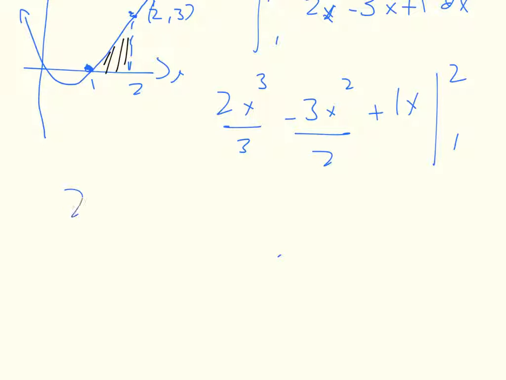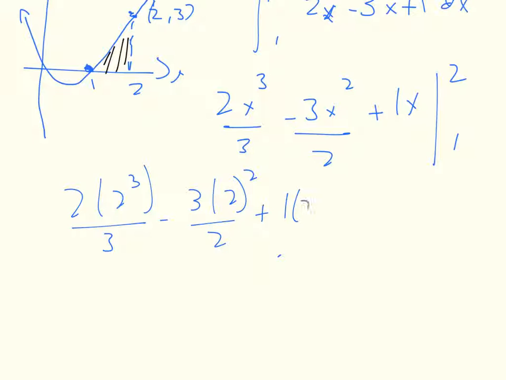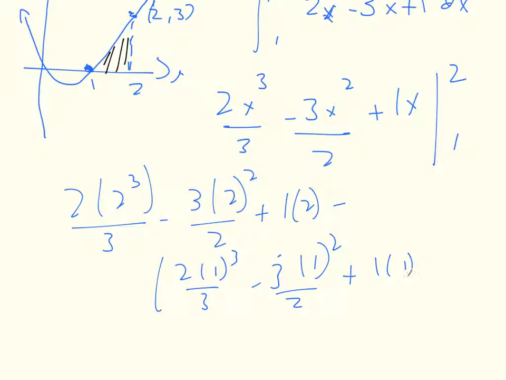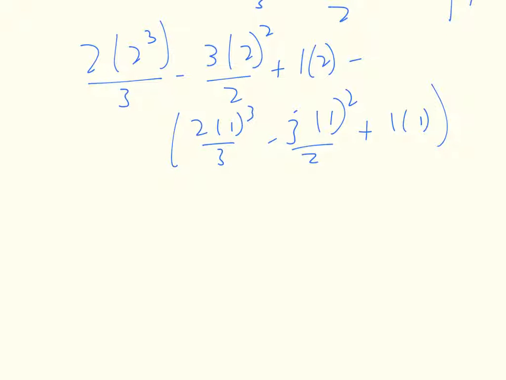So we have 2 times 2 to the third over 3 minus 3 times 2 squared over 2 plus 1 times 2. And we want to subtract the entire lower bound. So we have 2 times 1 to the third over 3 minus 3 times 1 squared over 2 plus 1 times 1. Don't forget, this is an important thing. We're subtracting the whole second term.